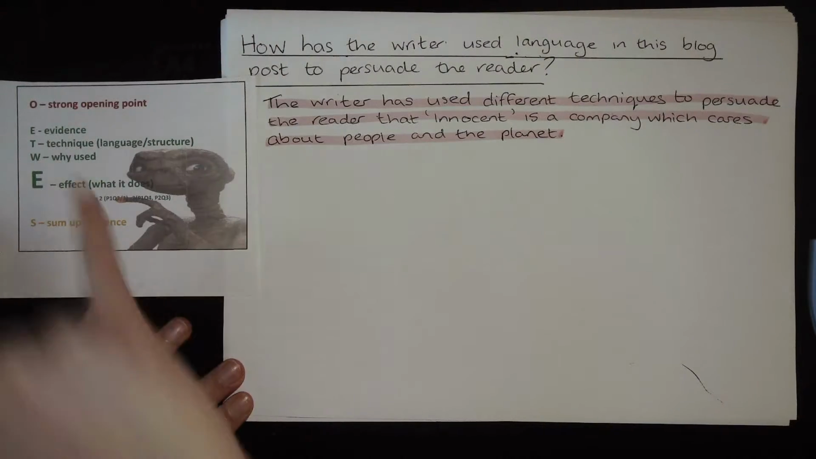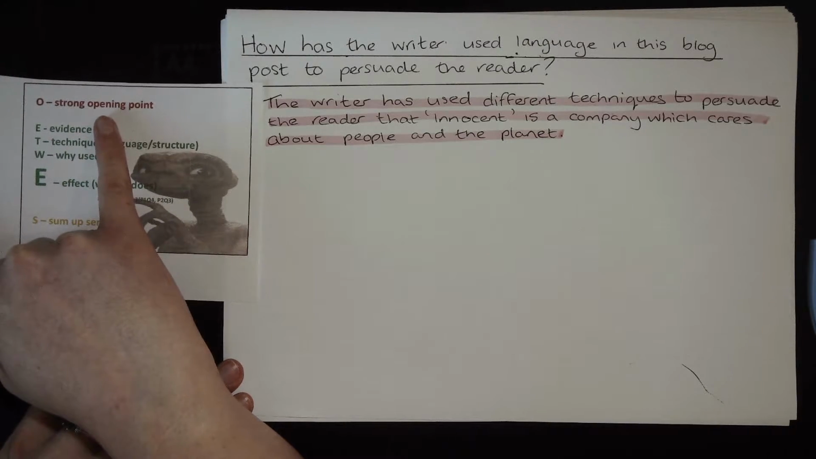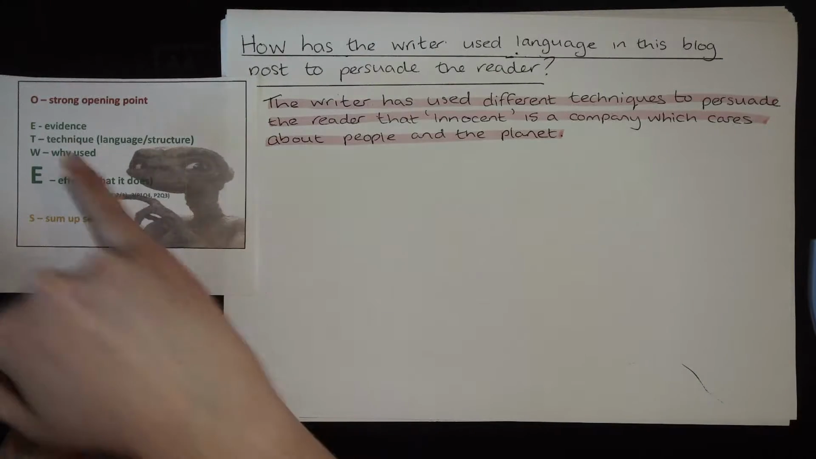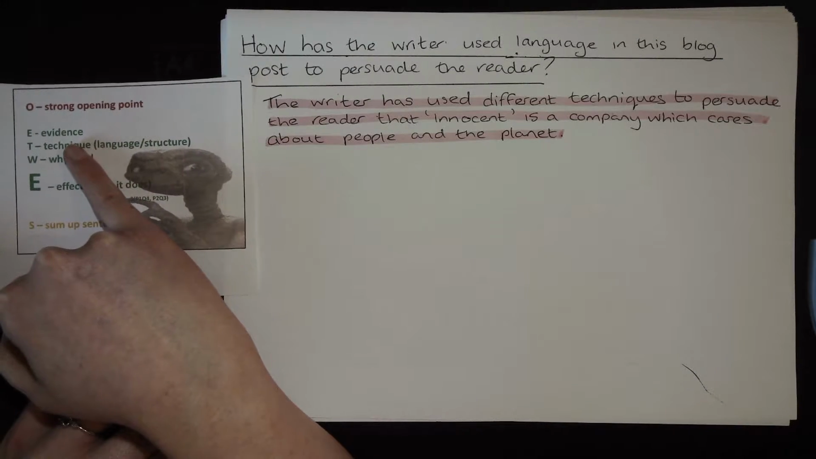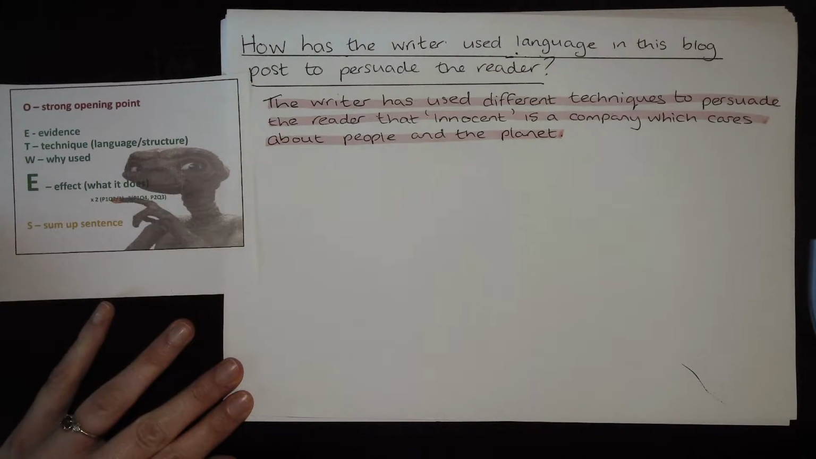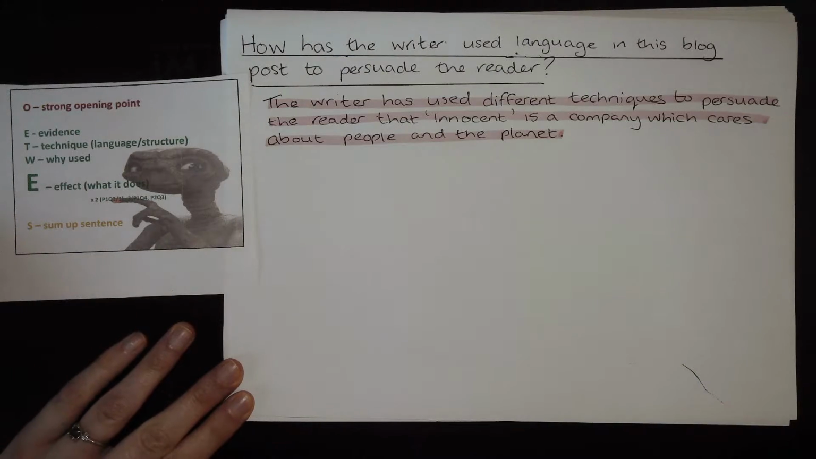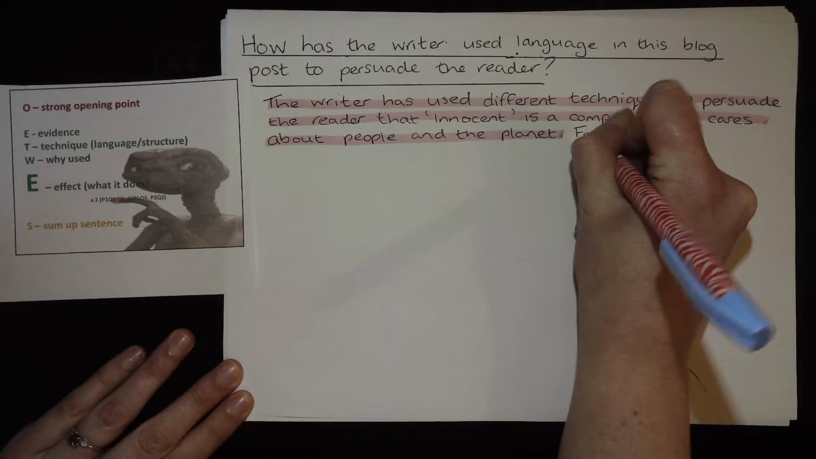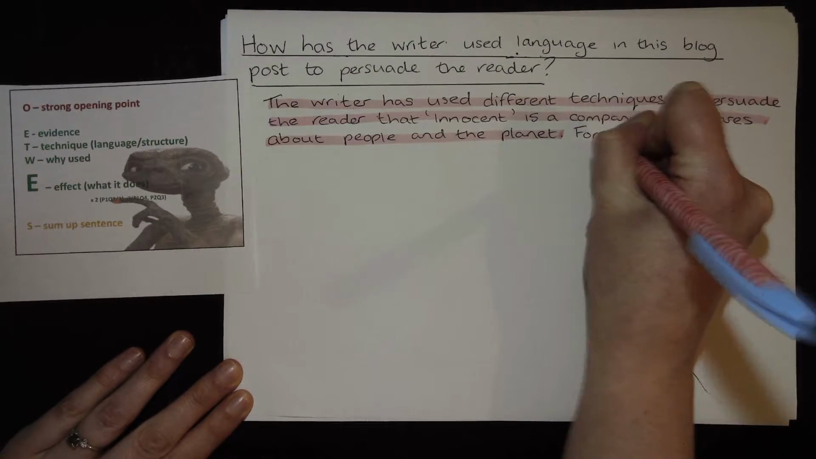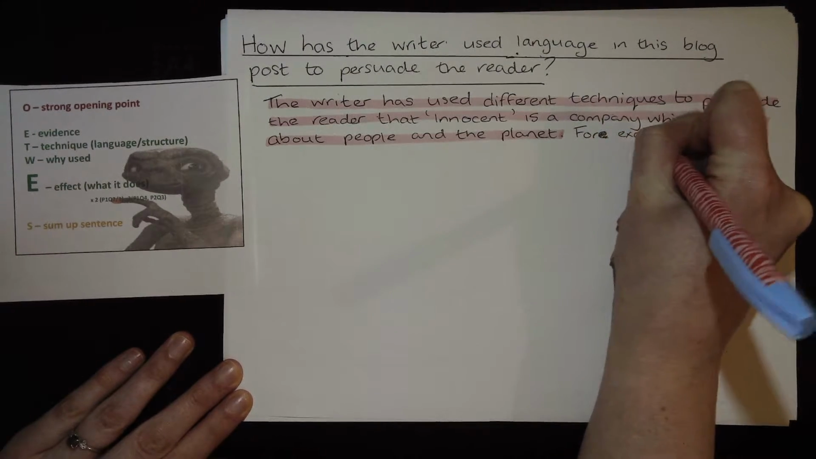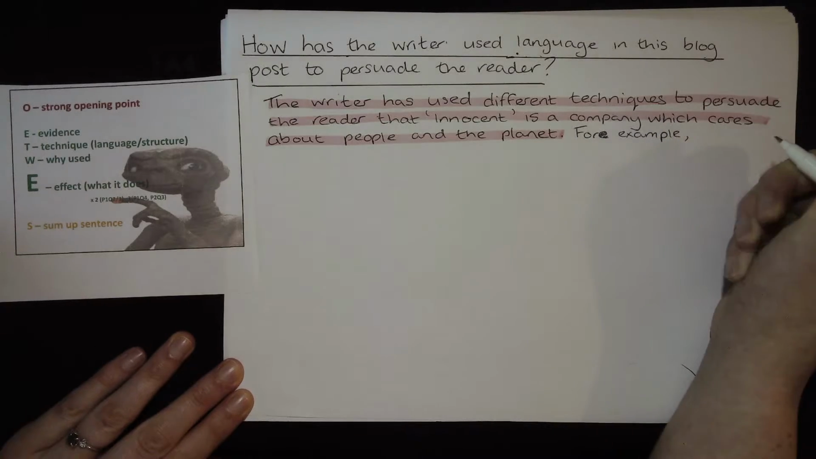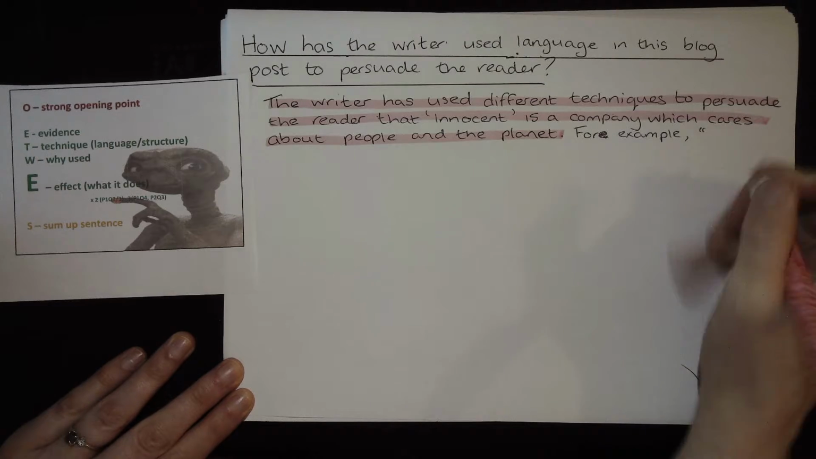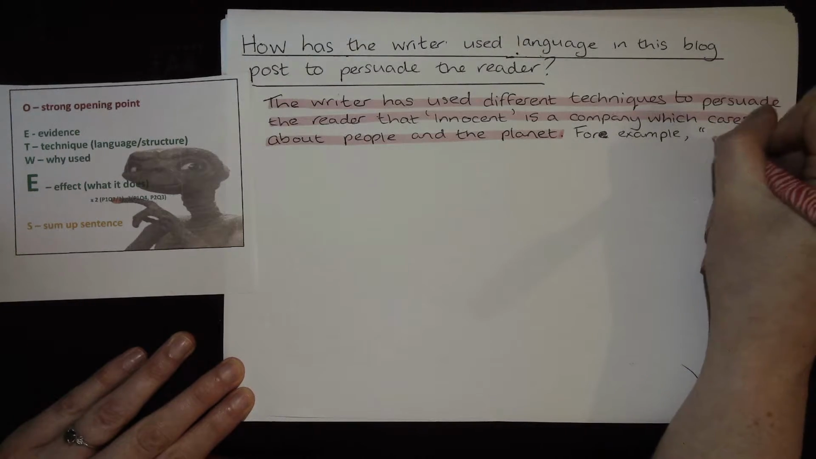Okay, so I have my strong opening point. Now I only need one of those for each answer. I need to do that right at the start. So now I need a piece of evidence. I need a quote from the blog post that shows that. So I'm going to use this quote. I'm going to write for example. And here's my quote. I'm going to use quotation marks. Remember to always use quotation marks.